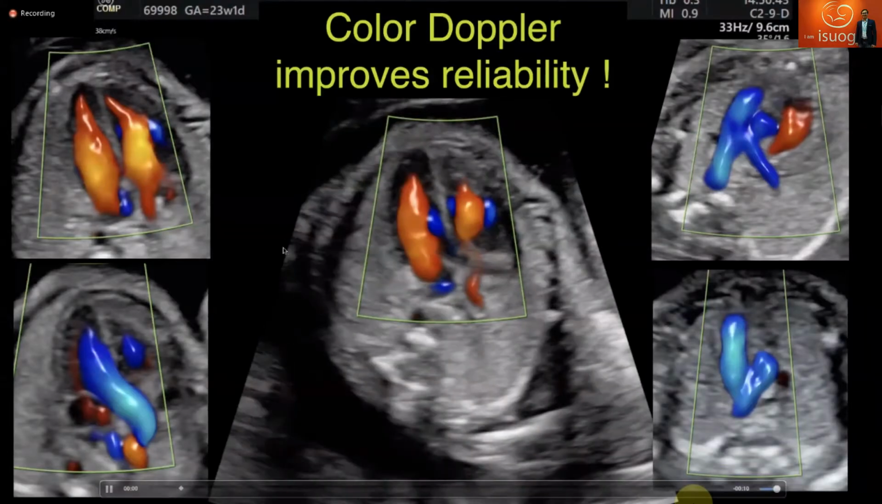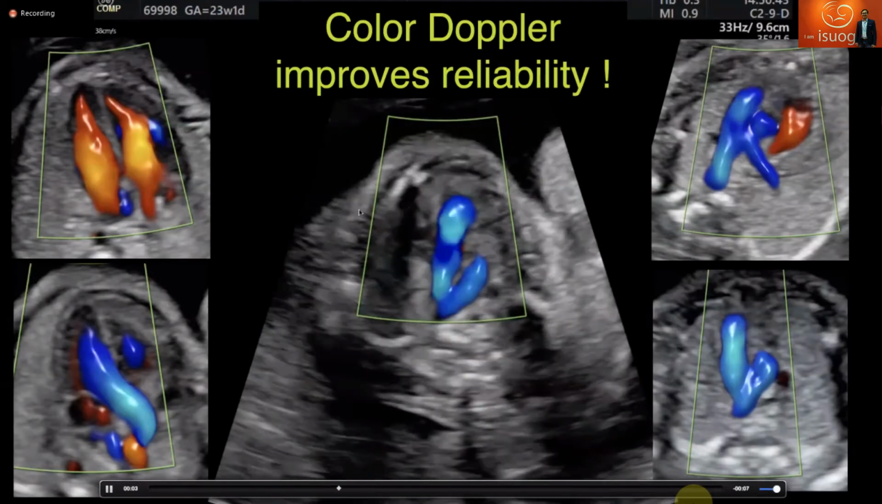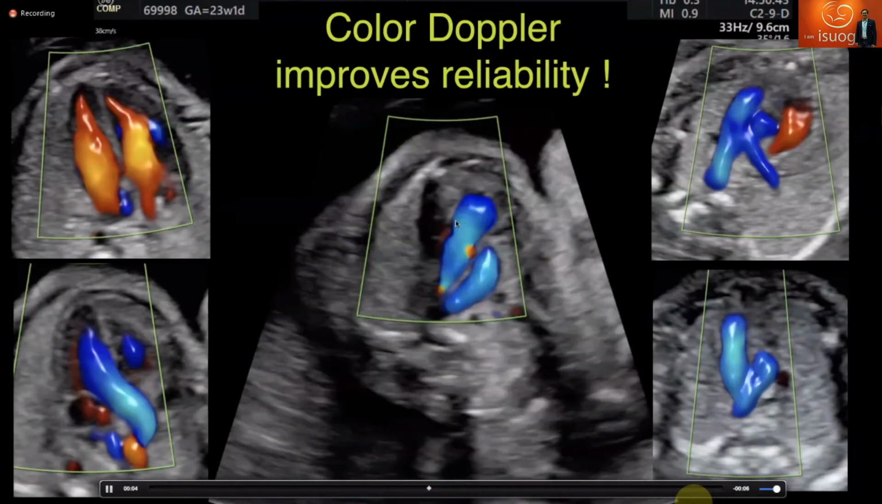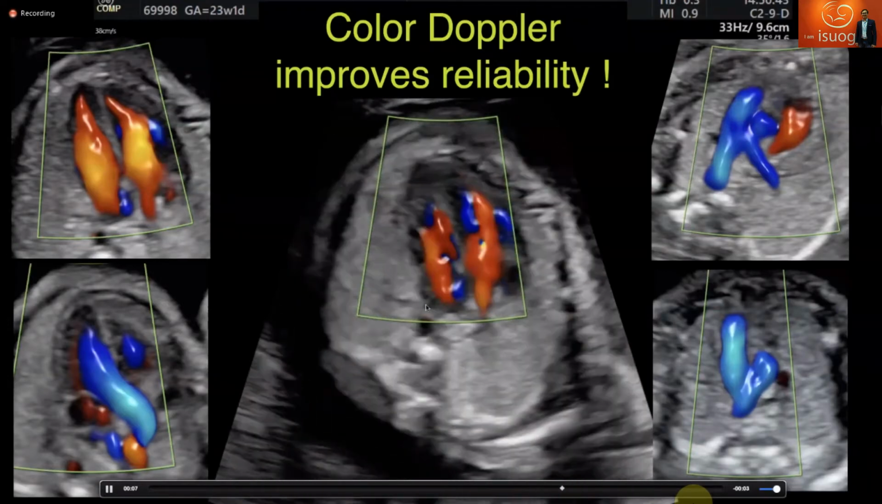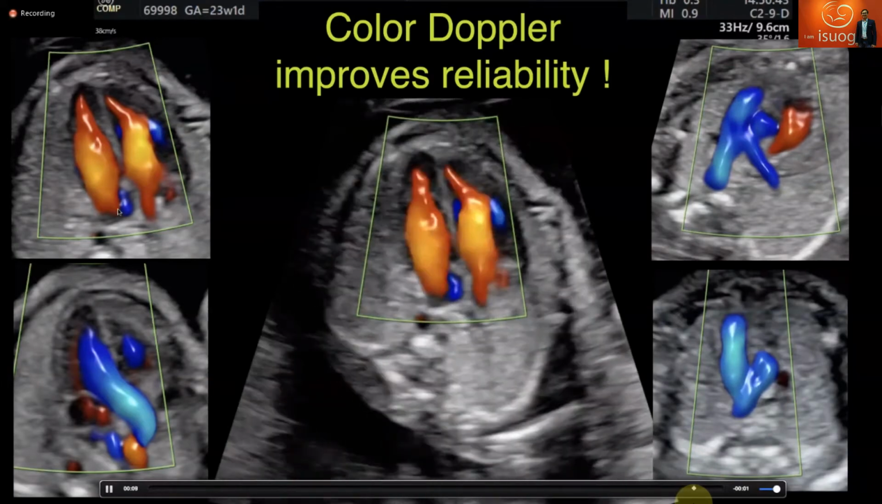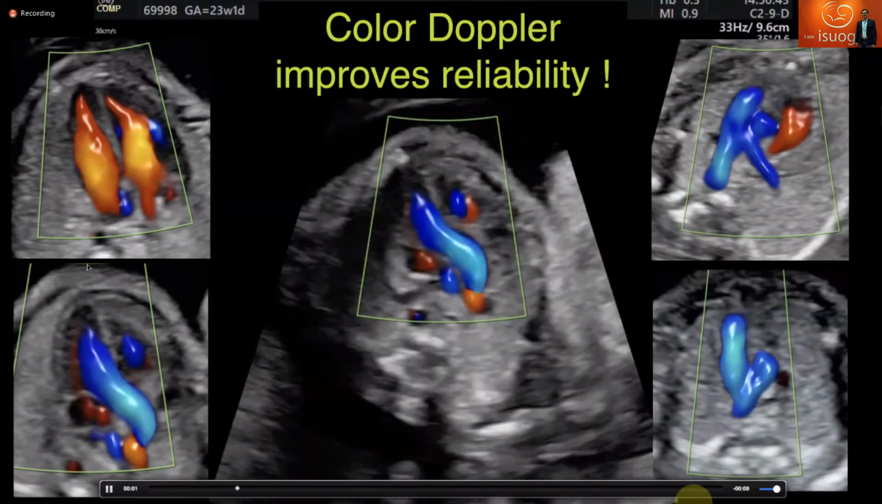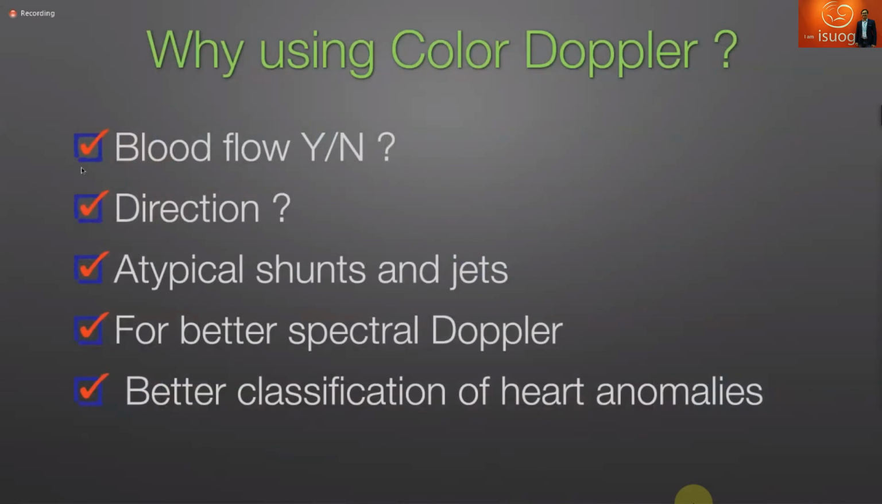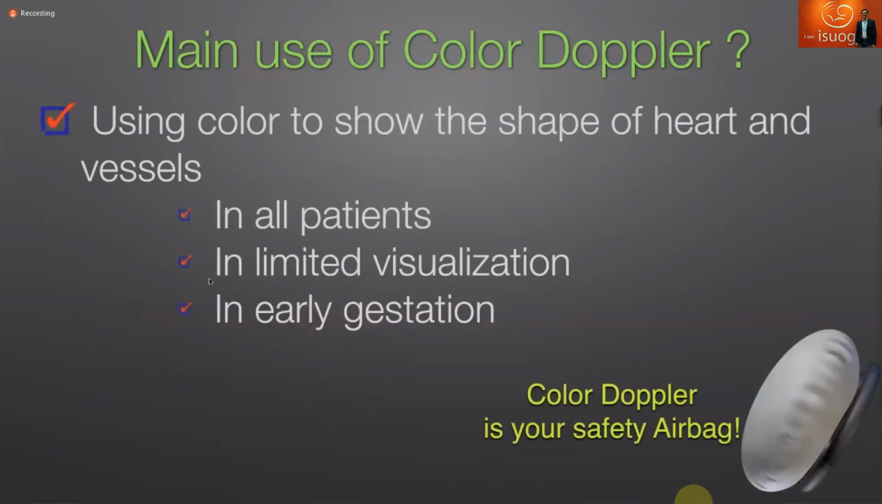So this is an example of excellent image quality with the radiant flow, and you see the four-chamber view here and the five-chamber view and the great vessels. And why am I saying airbag? Because the questions we ask with color Doppler today are not only about enough blood flow, direction, atypical shunts, and so on. The main questions are really where it is a kind of safety airbag.